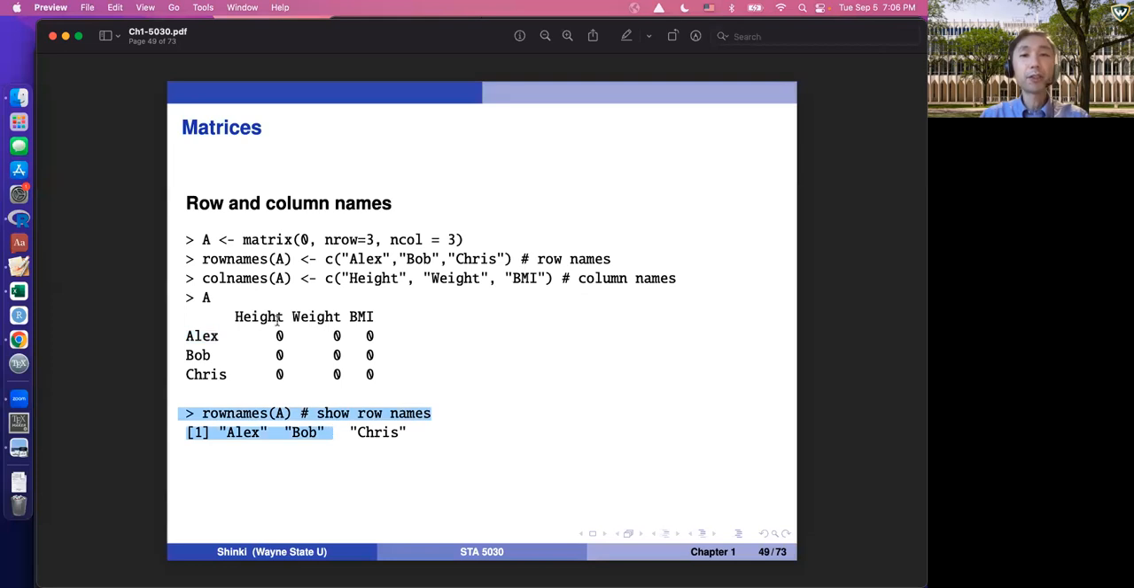So the row names function and the column names function. Sometimes, if you don't know this, then you are confused whether this is a matrix or some other object, but this is just a matrix with names.